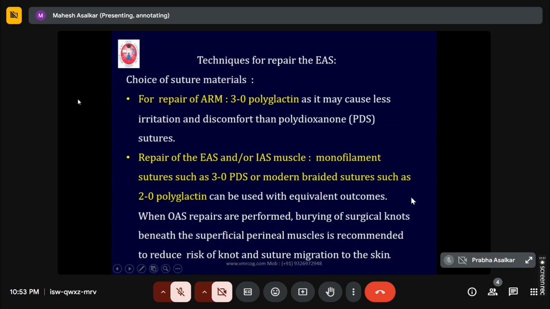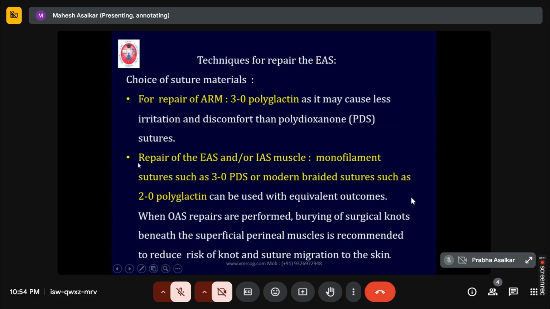Okay, so for repair of anorectal mucosa, 3-0 polyglactin, that is 3-0 Vicryl, what we call it, as it may cause less irritation and discomfort than PDS sutures. For anorectal mucosa, always 3-0 polyglactin, that is Vicryl.